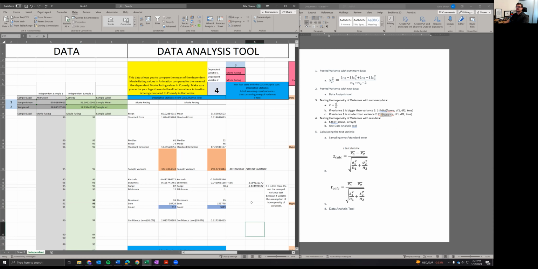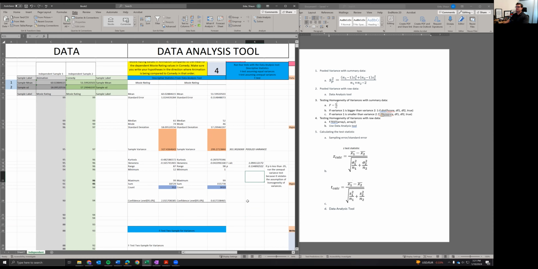So let's do that really quick. Equals the mean of sample one. Let's see here, mean of sample one minus the mean of sample two, and this is essentially our sampling error. Okay, and then now we're going to do our standard error, or in this case, our pooled standard error.